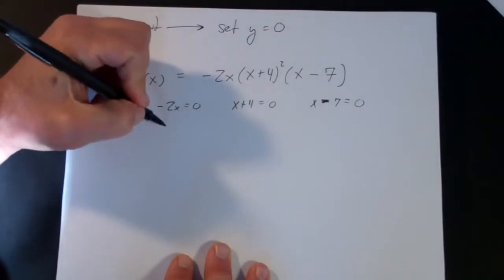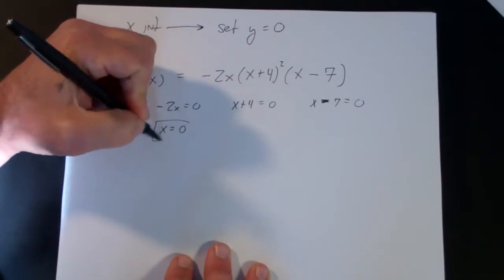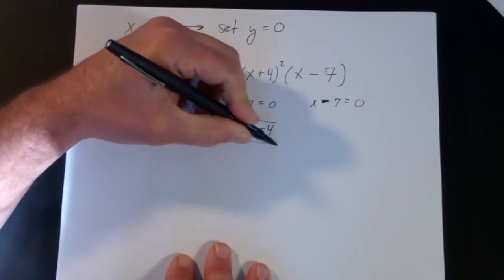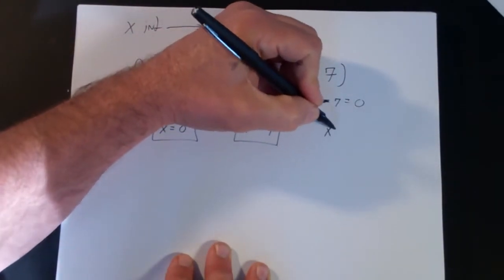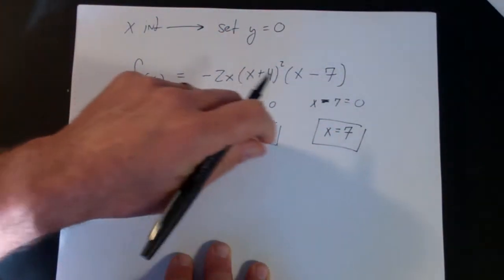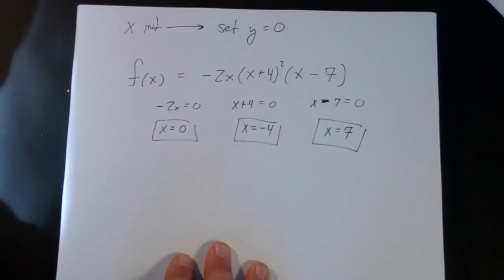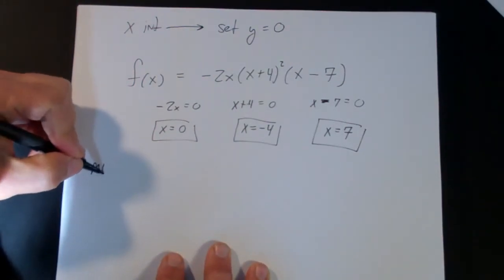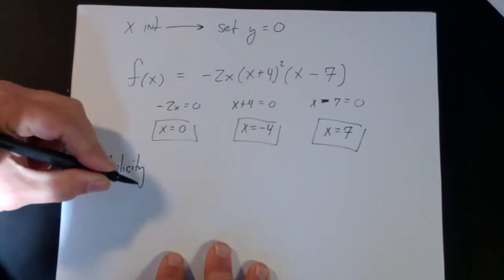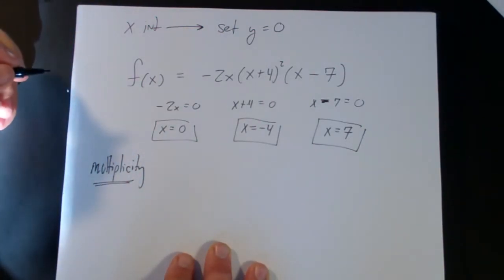Here you divide by negative 2, so x is 0. Here you subtract 4, so x is minus 4. And here you add 7 to both sides. So here you have 3 distinct zeros, but we also have this concept of multiplicity of zeros. And the multiplicity of a zero is how many times each zero is a zero.